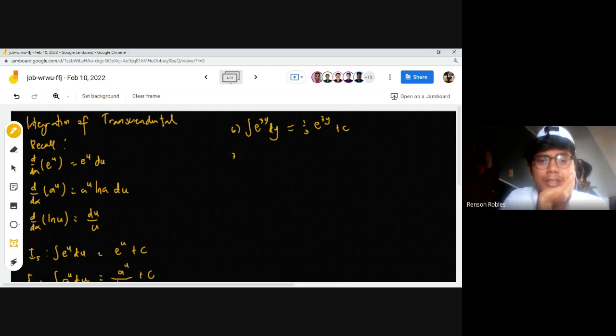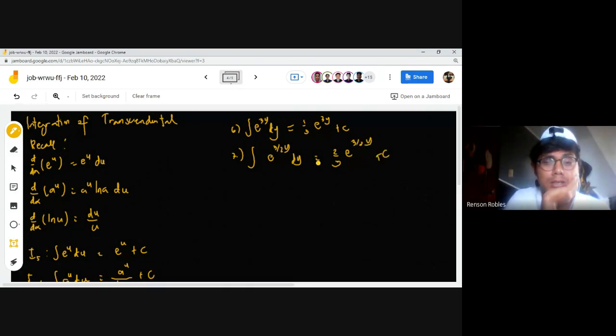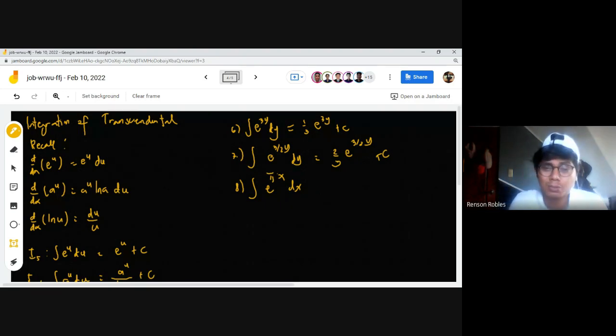Okay. Integral of e raised to 3/2 y dy. That's 2/3. And then copy. Plus c. E to the pi x dx. So that would be 1/pi e to the pi x plus c.